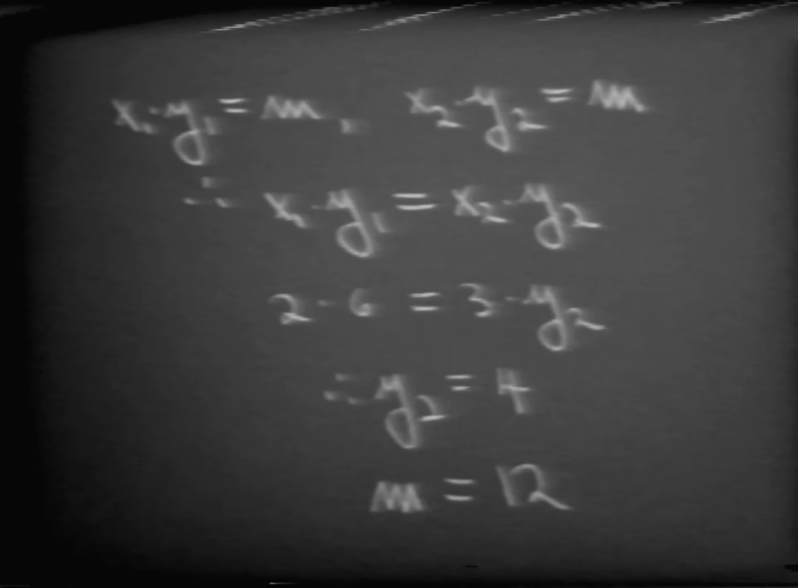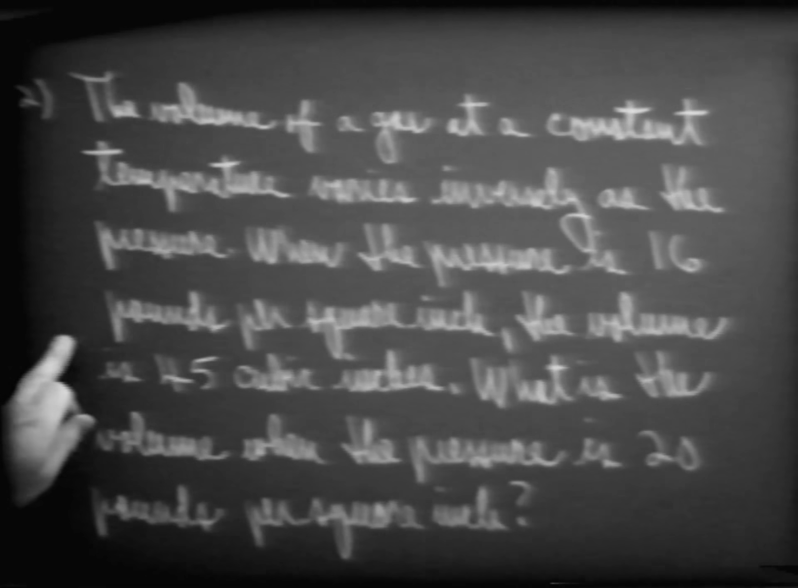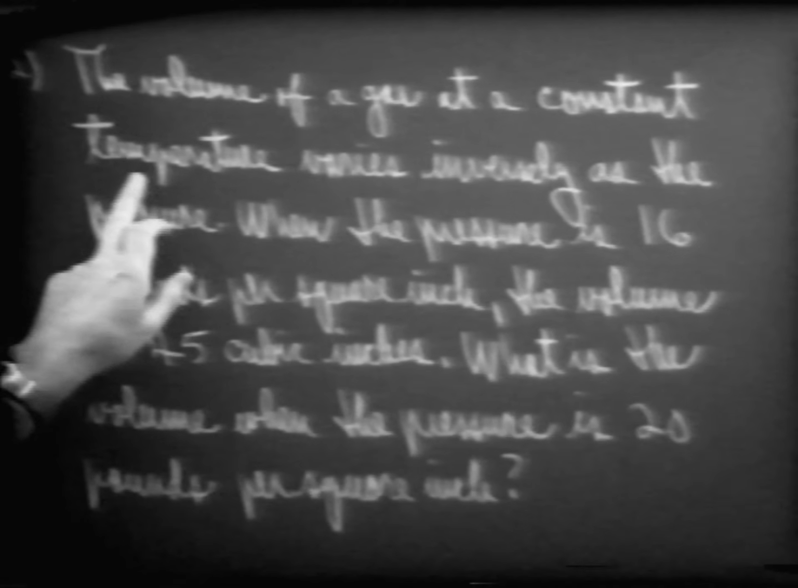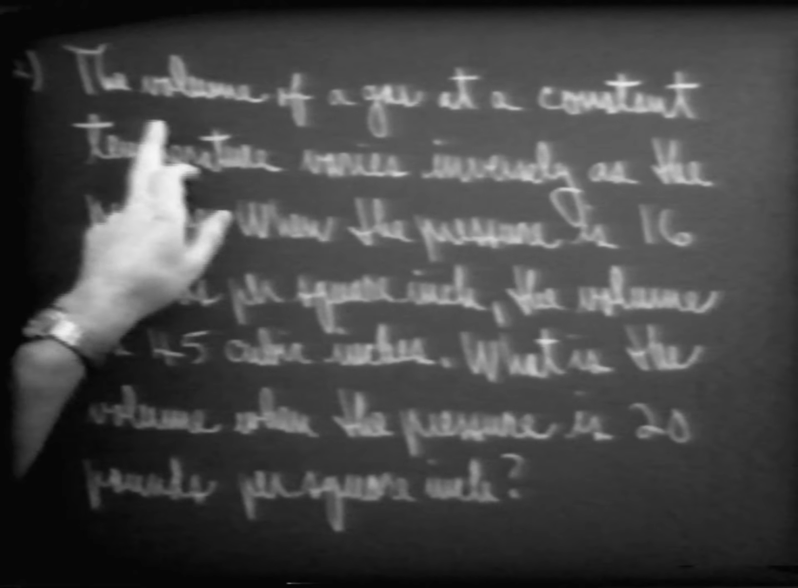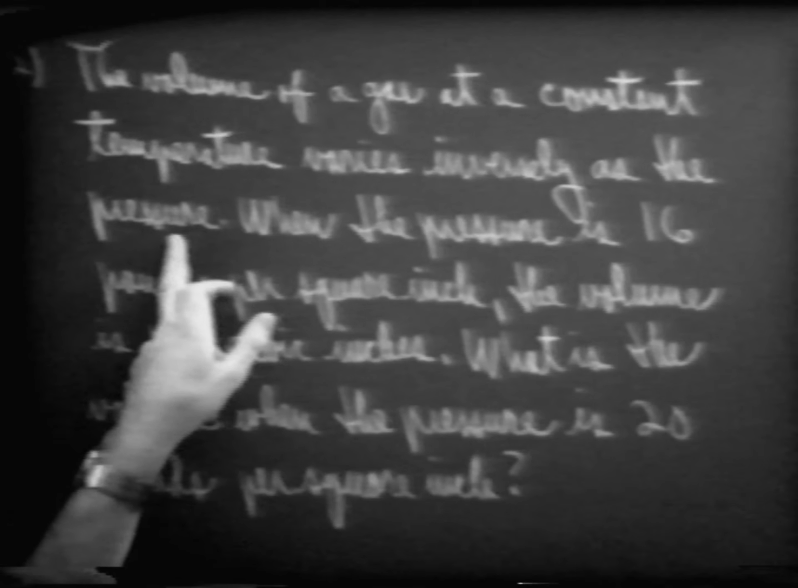Well, let's look at a second example. And in this case, we have the volume of the gas at a constant temperature varies inversely as the pressure. When the pressure is 16 pounds per square inch, the volume is 45 cubic inches. What is the volume when the pressure is 20 pounds per square inch? All right? Now, let's come back to the first sentence here, in which it says the volume of a gas at a constant temperature varies inversely as the pressure. So the volume varies inversely as the pressure.